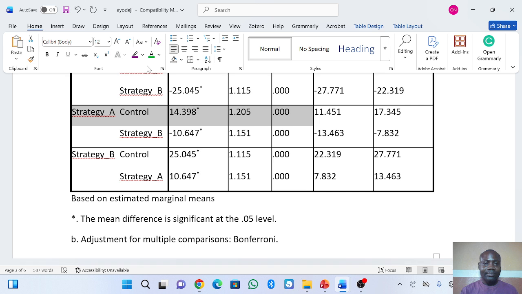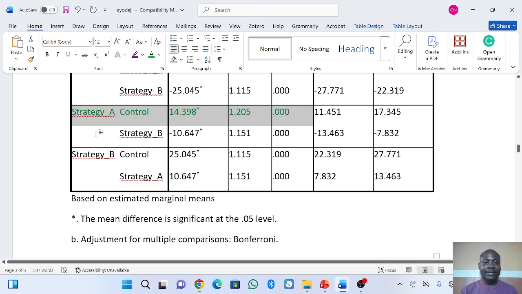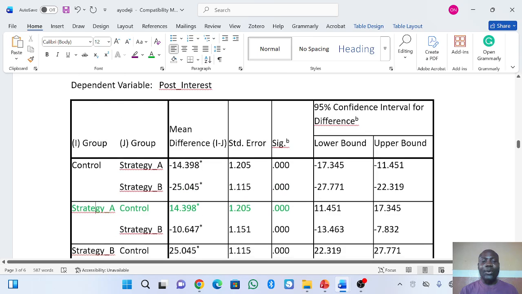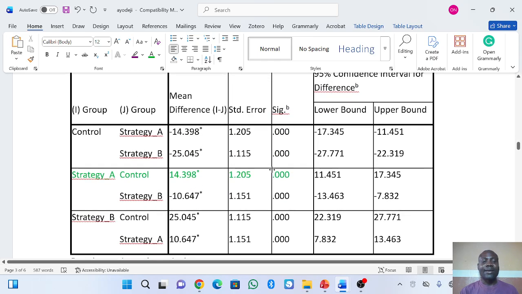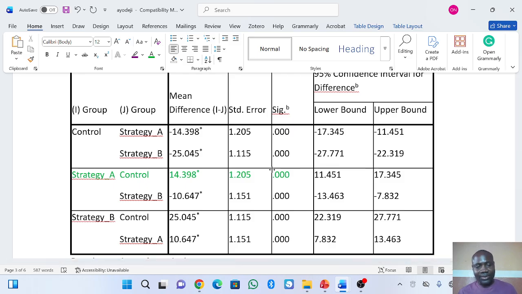Let me highlight it. Is significant. So this is called post hoc analysis, and it is actually a pairwise comparison. They compare A and control. They compare A and strategy B. They compare strategy B and control. Multiple comparisons, multiple pairwise comparison.